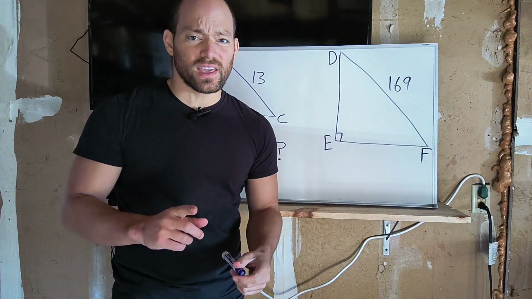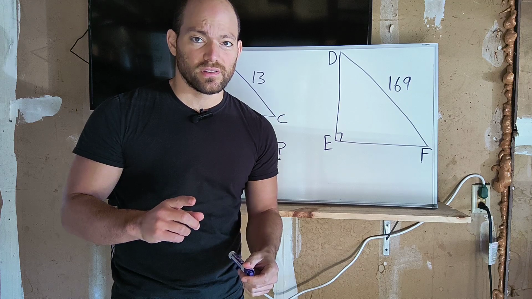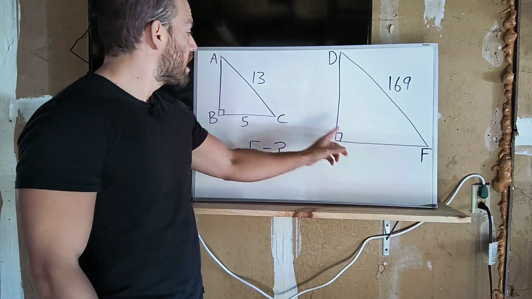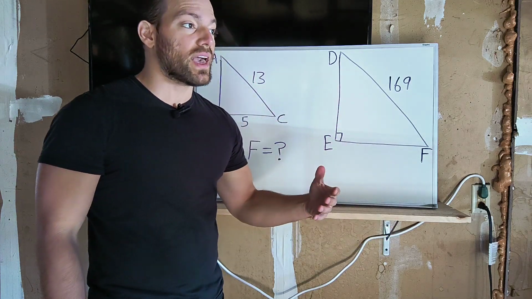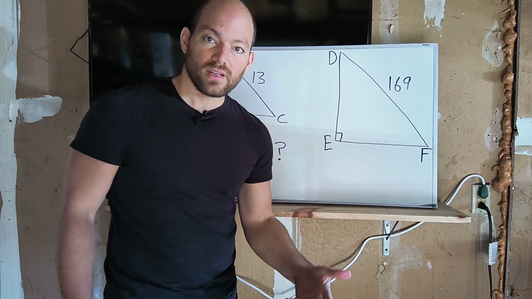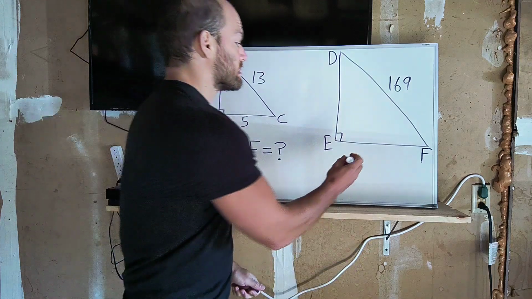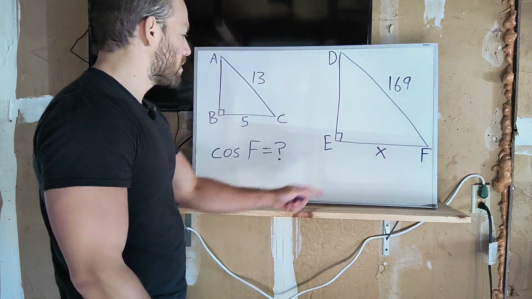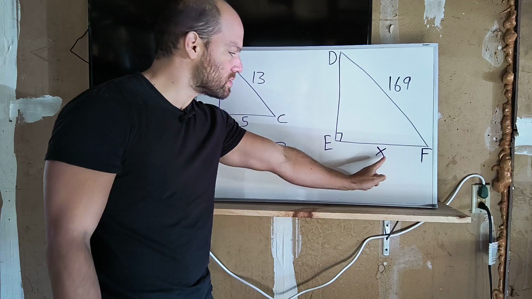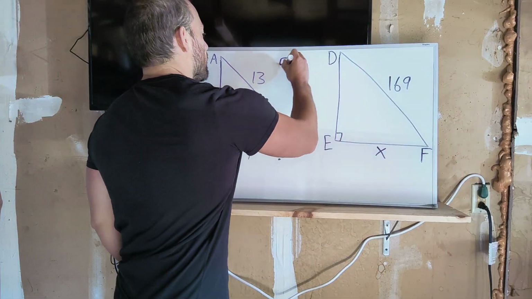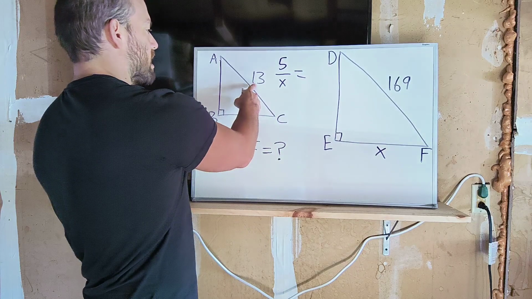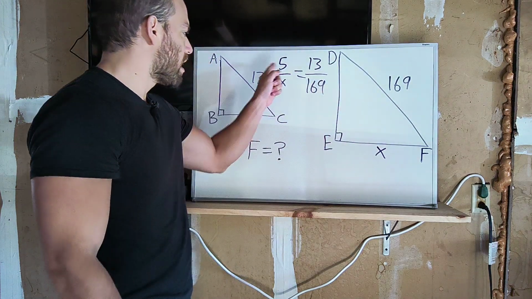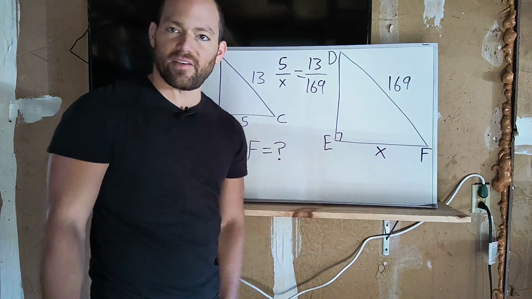And here's what the SAT wants you to do. They want you to look at this and say, oh, I have a missing side over here, but I know these two triangles are similar, so I can set up a proportion to find that missing side, right? Let's call this missing side X. The corresponding side to this unknown side is 5, so I'll say 5 over X equals hypotenuse over hypotenuse, 13 over 169.